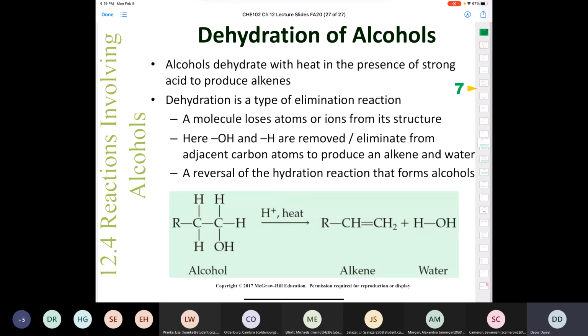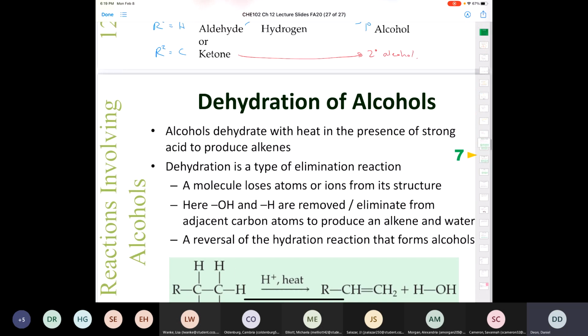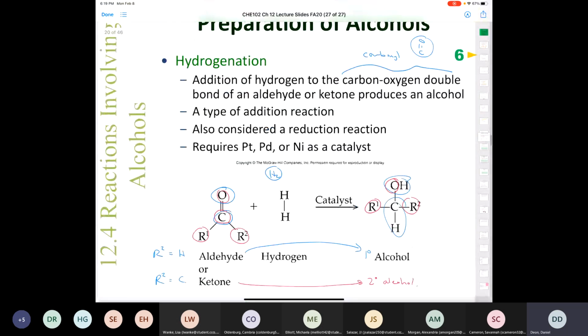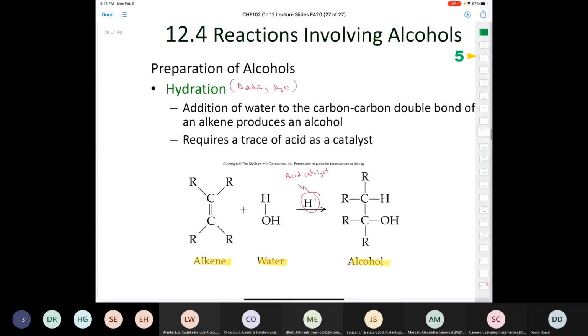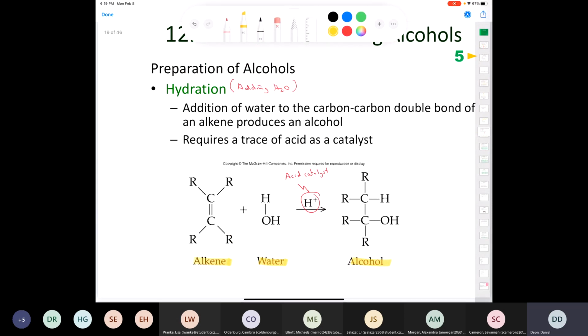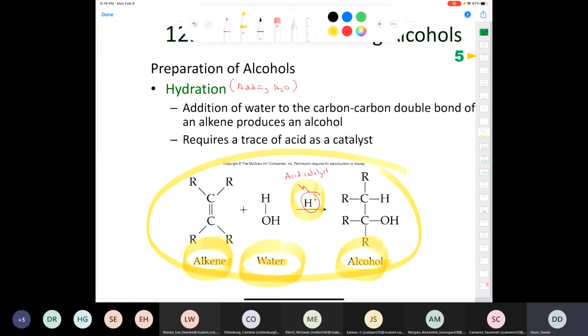Well, let's talk about what else we could do with that alcohol. We can do what's called a dehydration of an alcohol. And if you're wondering, hold on, Mr. Dion, wait a second, a couple slides ago, you showed me how to hydrate an alkene. I want you to examine this reaction, which you just learned a few minutes ago, really carefully. We take an alkene plus water, acid catalyst, and we get alcohol.